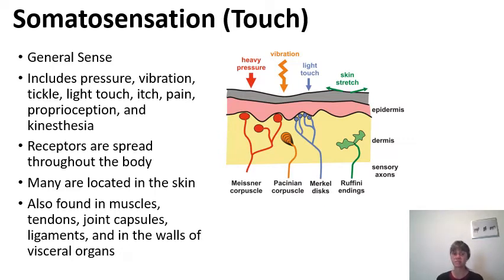The receptors for somatosensations are spread throughout the body. Again, not equally, but they are spread throughout the body. Many are located in the skin, and some are found in muscles, tendons, joint capsules, ligaments, as well as in the walls of visceral organs.